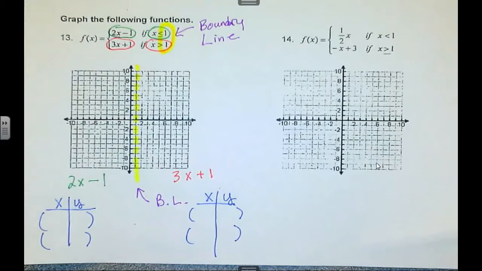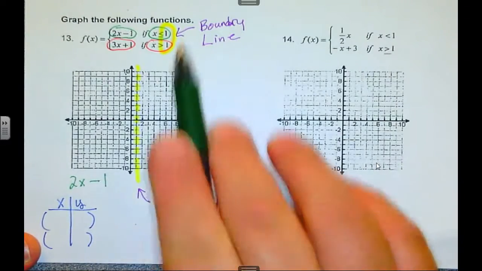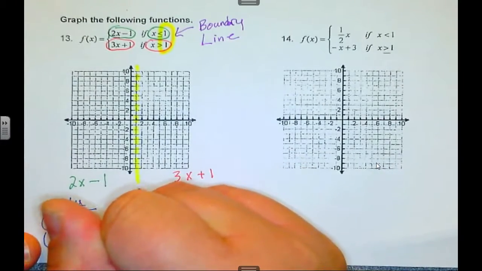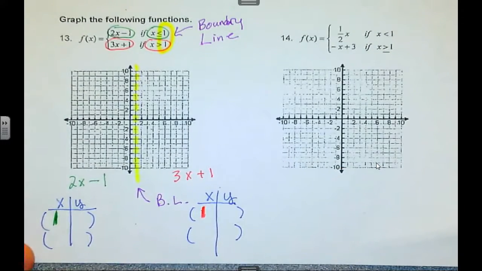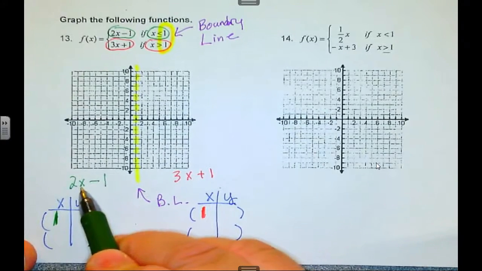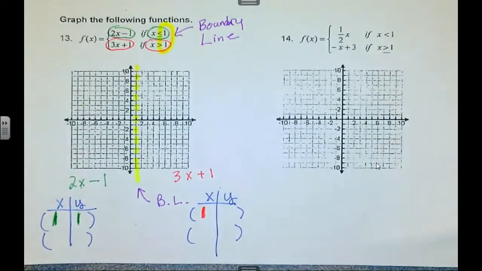Here's the tricky part. For my first point, remember, you always get to choose x, you figure out what y is. You put your input in, and you get your output. So you always choose x. For your first x, you must use your boundary line value. So it's got to be 1. You don't have a choice on that. So if I plug in 1 for my x, I get 2 times 1, which is 2. 2 minus 1 is 1. There's my first point.